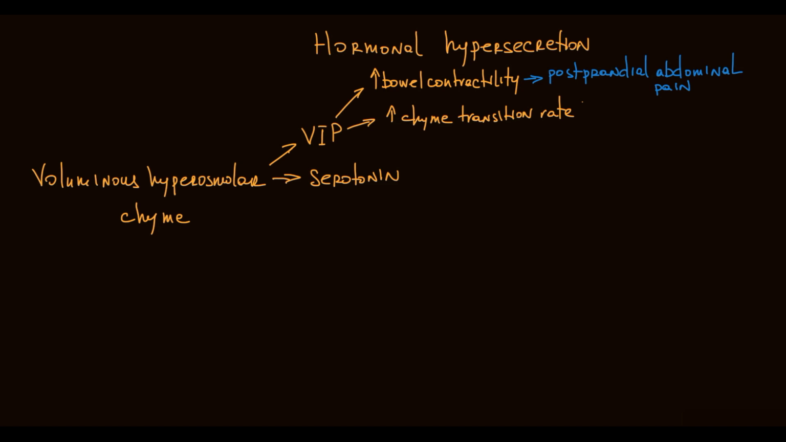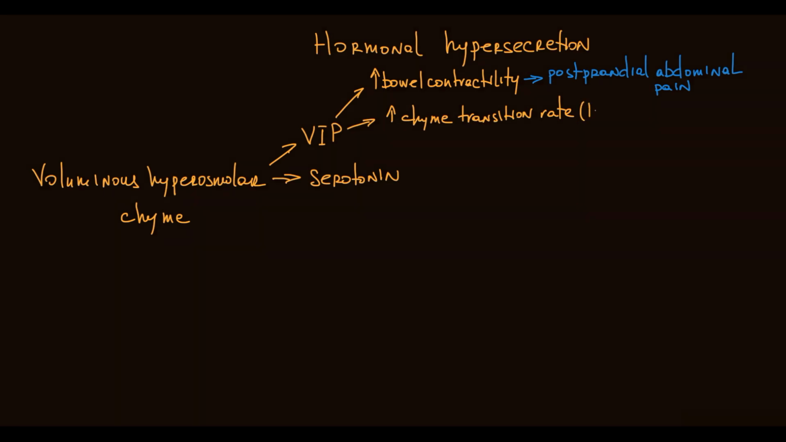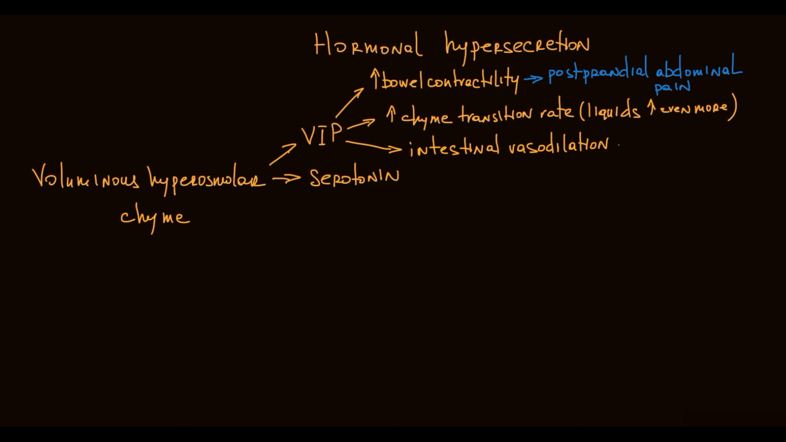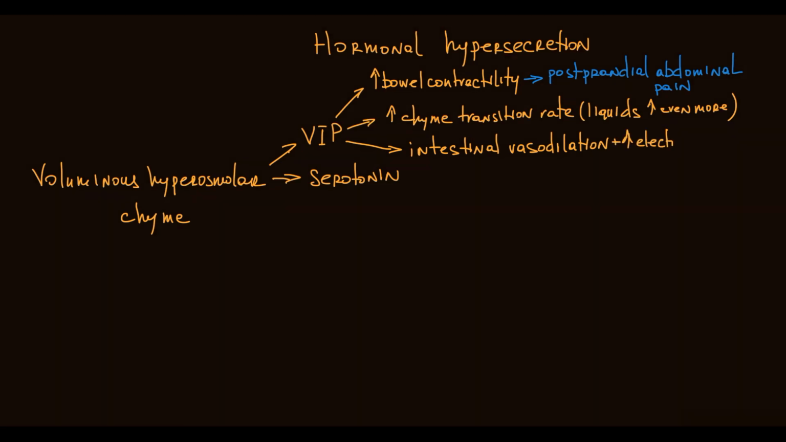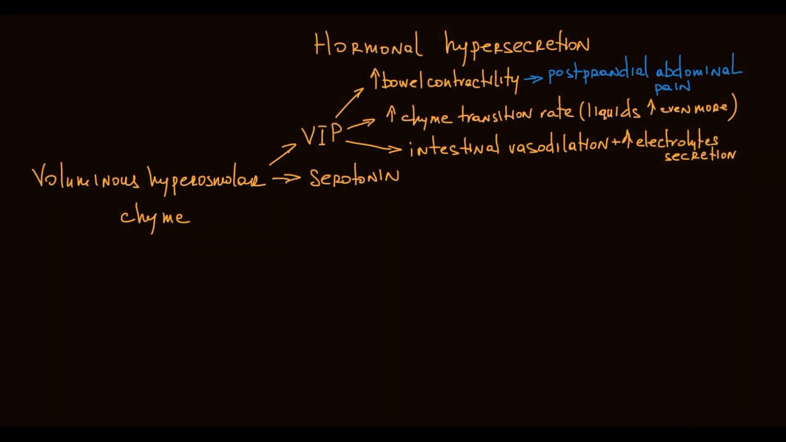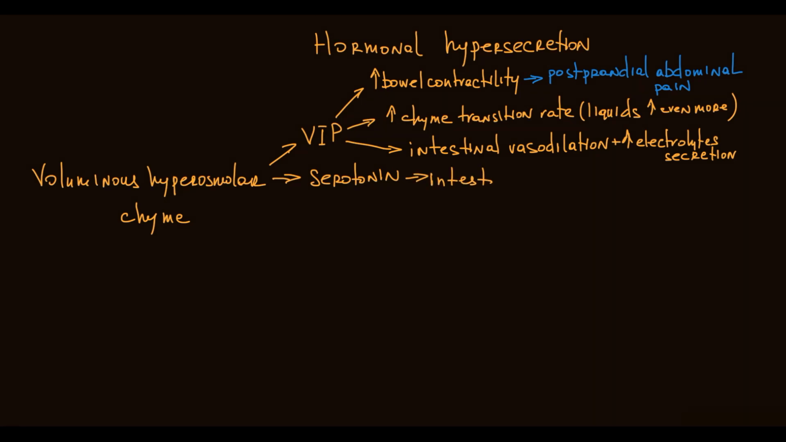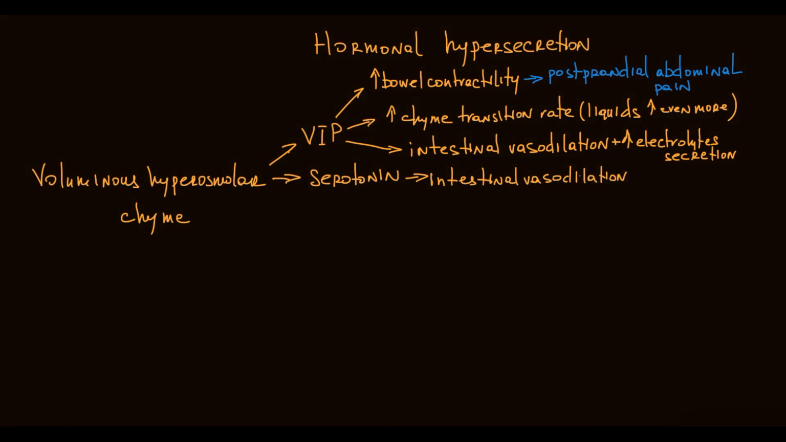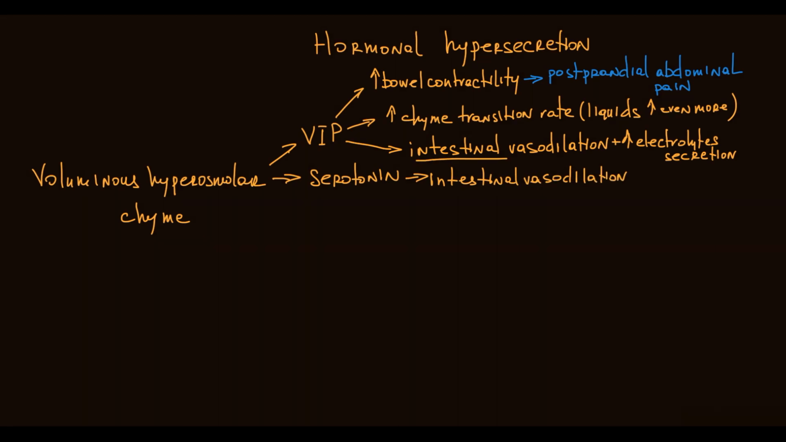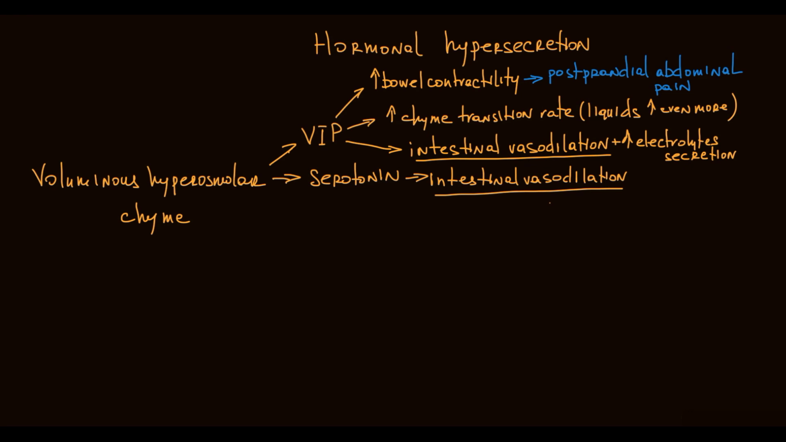By the way, that is the reason why in dumping syndrome liquids are more dangerous than solid food, because liquids have a higher transition rate. But the main effects of these hormones in relation to dumping syndrome are intestinal vasodilation that causes splanchnic blood pooling, and stimulation of electrolyte secretion rate. These two effects contribute to the fluid shift mechanism. Serotonin also causes intestinal vasodilation. Basically, these two hormones work in synergy and cause vasodilation of intestinal blood vessels that results in splanchnic blood pooling that creates this fluid shift mechanism.